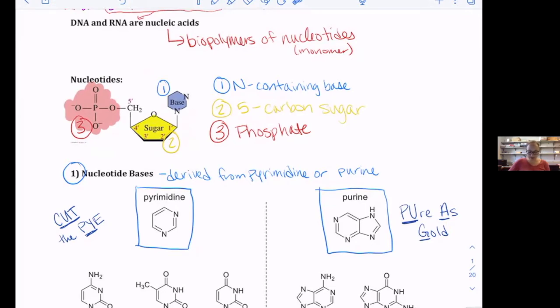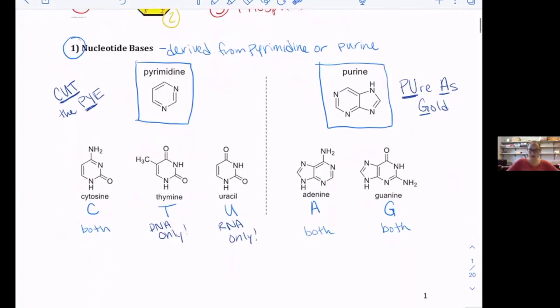Then we also have the sugar backbone. So you have a 5-carbon sugar. You'll see the differences in that in a moment, but for the most part, it's pretty much the same. And then we also have a phosphate group. So we've seen these before in our protein chapters, or our lipid chapters, really. So those are the three major parts. So let's go ahead and talk about the bases.